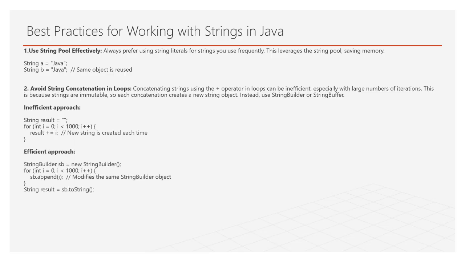Okay. Now we have two versions. One is the inefficient version, which I have already mentioned: you should avoid using the plus concatenation operator under the for loop. The better version is making use of StringBuilder and trying to append to it. So that's the better way to do it.